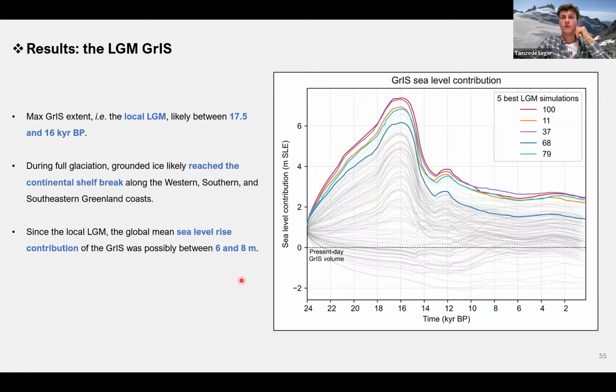What we also learn about the volume is quite interesting. So if we only look at Greenland ice above flotation, taking a time-dependent sea level, so we take into account the fluctuations of the sea level through time, we see that at the local LGM, the global mean sea level rise contribution of the ice sheet, so the excess volume compared to today, was possibly between 6 and 8 meters. So you can see these highlighted lines here are the 5 best simulations, and they're above 6 meters of sea level equivalent. This is quite a bit more than was previously estimated in the literature.